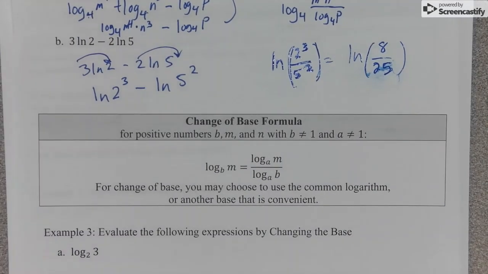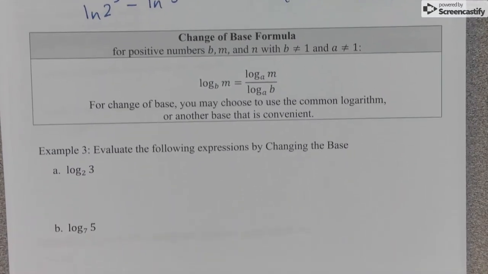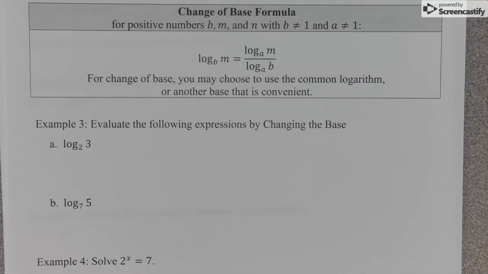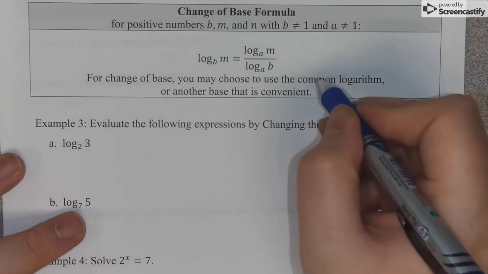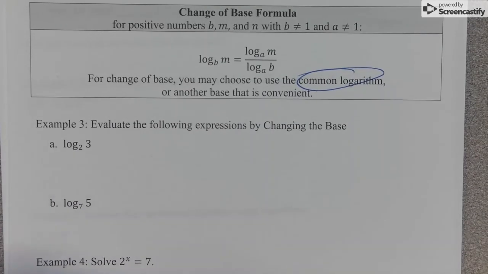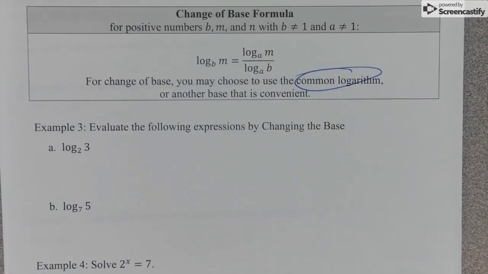Next part. Change of base. For positive numbers b, m, and n with b not equal to 1 and a not equal to 1, the following is true. Log base b of m is equal to log base a of m divided by log base a of b. So for the change of base formula, it's probably going to be easiest to use the common logarithm. So your a would be 10, or another base that is convenient. I think for us, log base 10 is going to work just fine. But there may be cases where you don't want to use that.